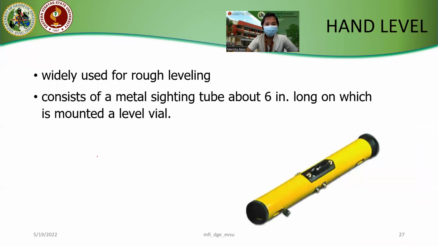Okay? We have the hand level. You just hold this one and then you determine, and it has a level vial here. It has a level tube that you should center. Once it is centered, it is level. This is used by carpenters and construction workers to determine if an object is level. So it cannot be used for precise leveling, as it is not an instrument.